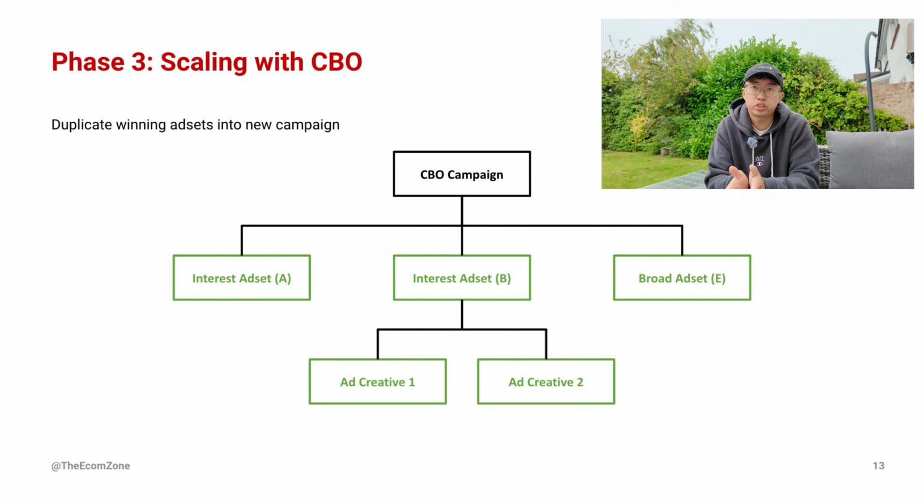The FAB framework is Features, Advantages, and Benefits. It's a simple but effective approach. It focuses on highlighting the key features of your product or service, the advantage they offer, and the benefits your audience will experience as a result of using your product.